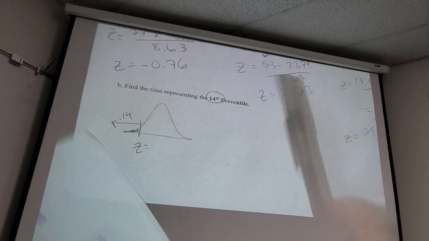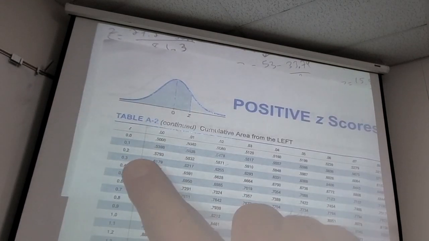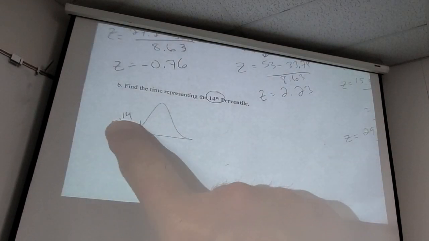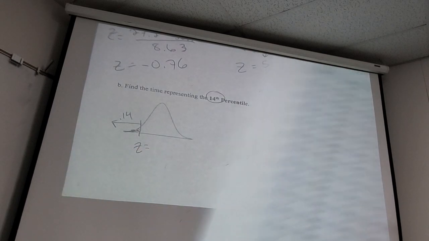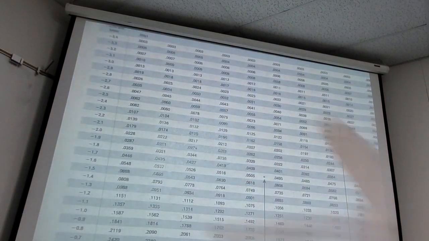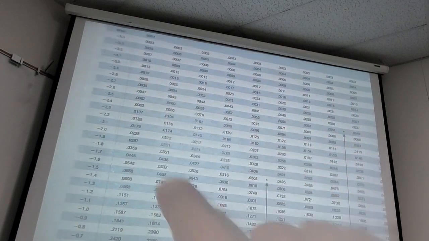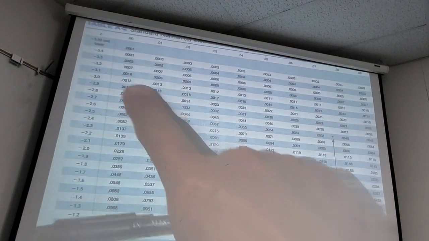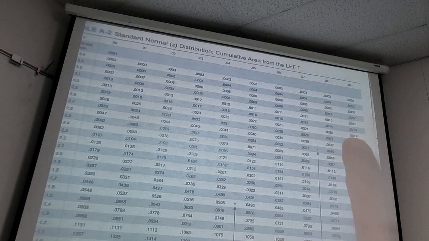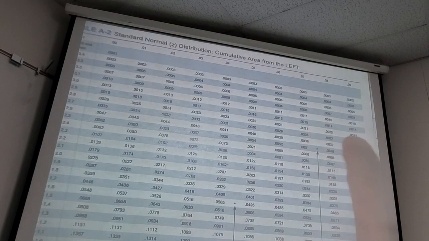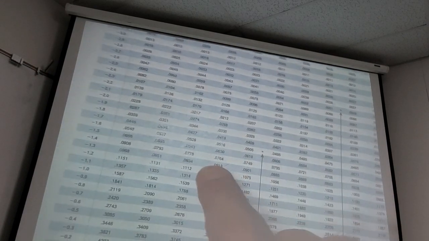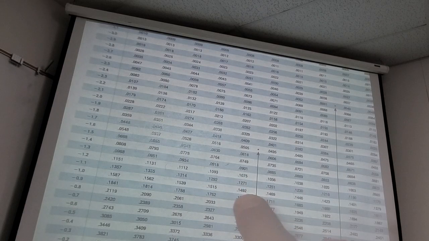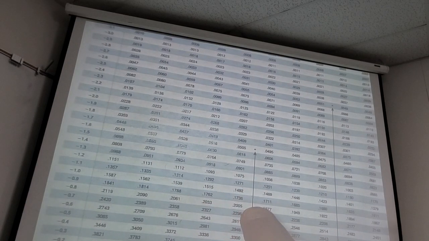So again, fight the urge to look up 0.14 here, because that is not a z-score, that is an area. And I know the z-score should be negative, it's below the mean, right? So look at the negative side, find 0.14 in here. Another mistake I see is people do this. There's 0.14, there, no, that's 0.0014, I want 0.14. So it'll be down here somewhere. Here's the 0.1s. Where's 0.14?